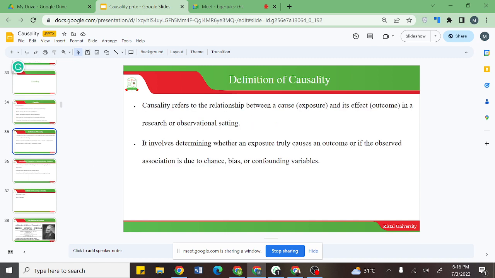So when we talk about causal effects or causality, what we basically mean is that diseases have multiple factors that contribute to their occurrence. Let us say, for example, obesity, which can result in complications related to the heart.